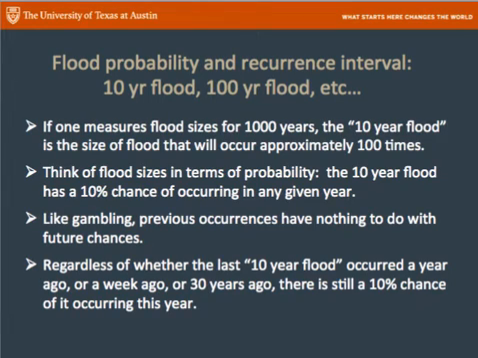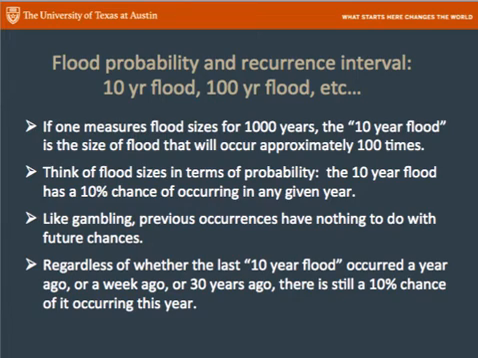Now, people measure flood probability by something that we call a recurrence interval. How often do you see a flood of a particular size? So we talk about 10-year floods, 100-year floods, etc. If you were to measure flood size for 1,000 years, then a 10-year flood is a flood that happened approximately 100 times in that 1,000-year period. So that's the level of the 10-year flood.